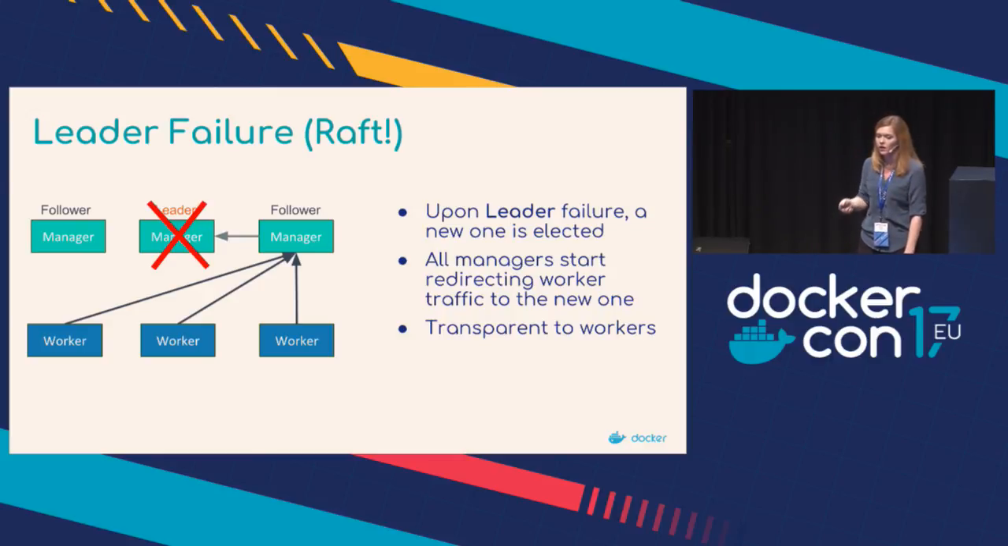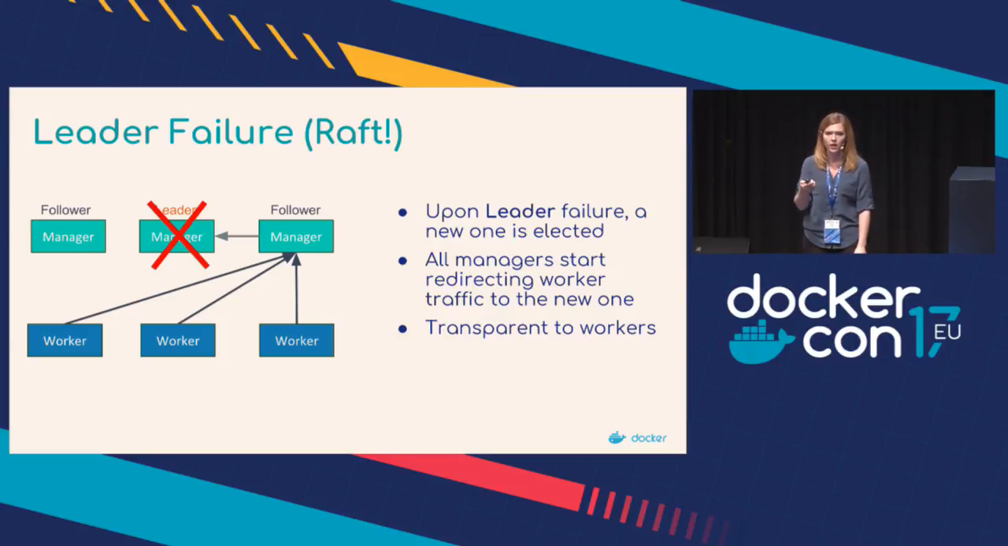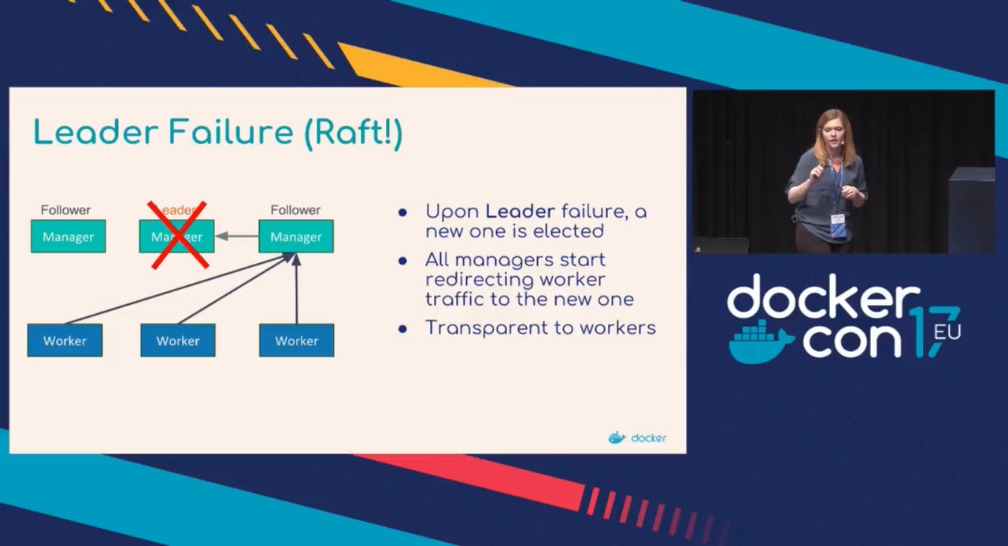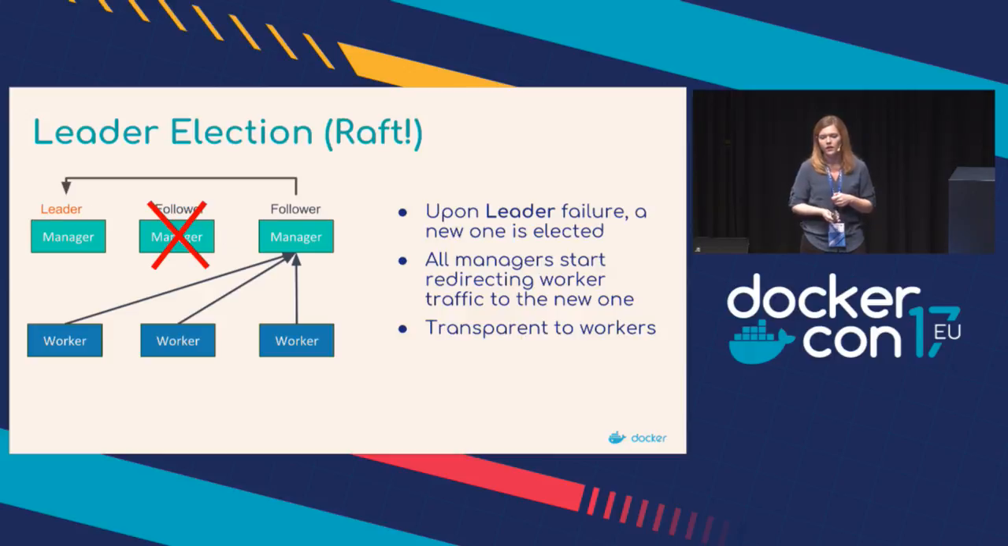So what happens when a follower manager is forwarding traffic to a leader that goes offline? The new election cycle is going to kick off, and that's Raft. That's really not SwarmKit making up some rules about what should happen. That's coming directly from Raft. What's important to know is that the managers will start redirecting traffic as soon as that new leader is elected.